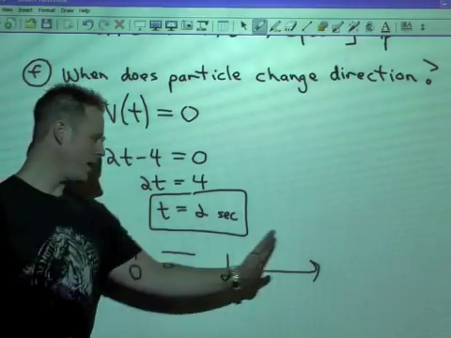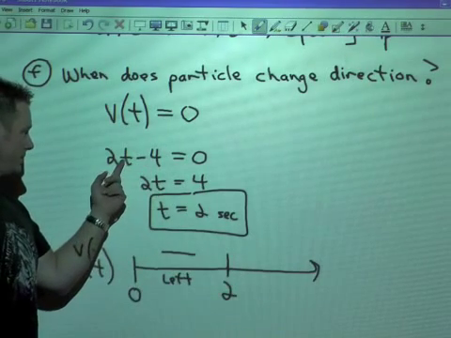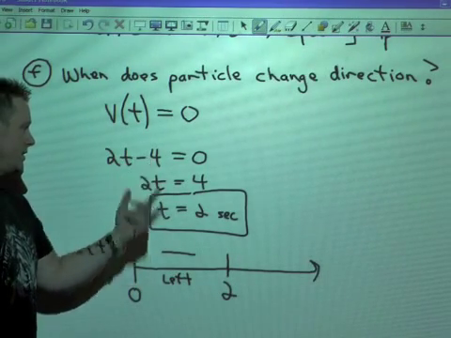And to the right of 2, we could plug a number like 3 into this function. 2 times 3 is 6 minus 4.